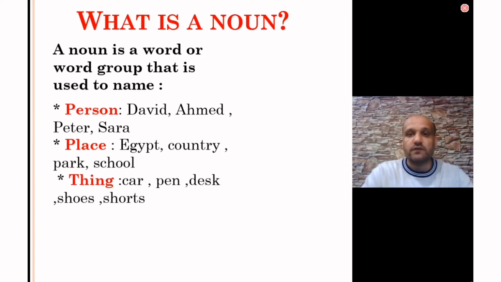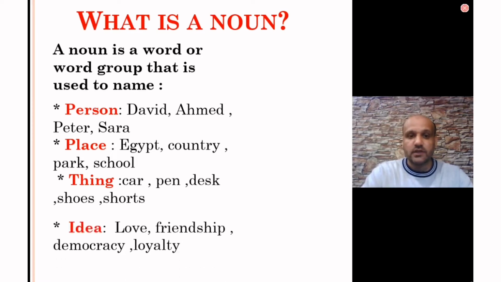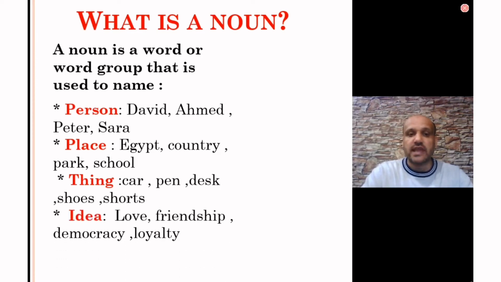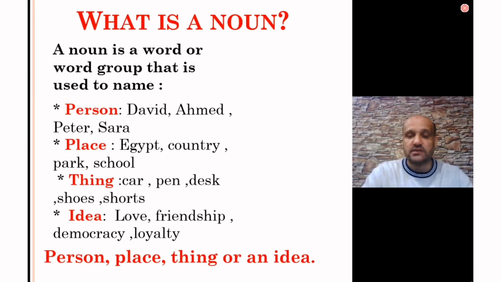There are a lot of things around us. All the names of things are nouns. Also, it can be used to name an idea. For example, love, friendship, democracy, loyalty. All these things are nouns. So, what is a noun? A noun is a word or word group that is used to name a person, place, thing, or an idea.